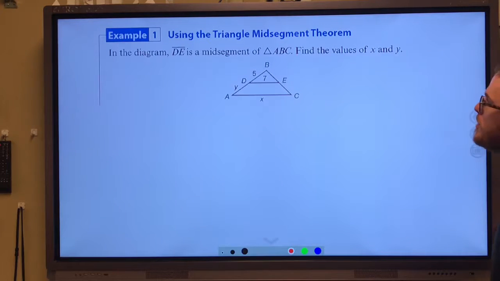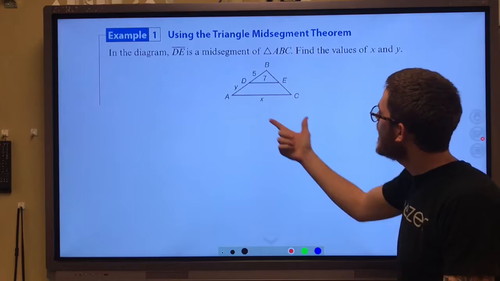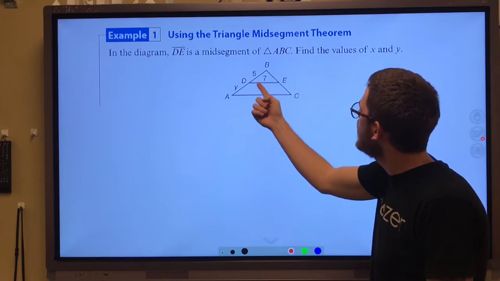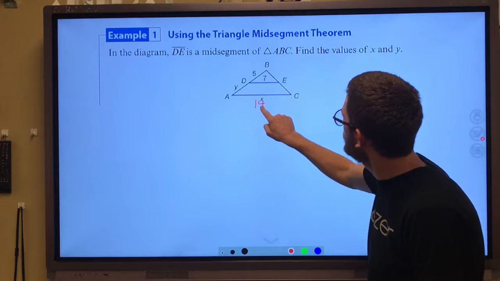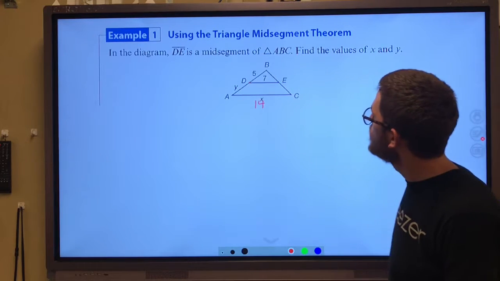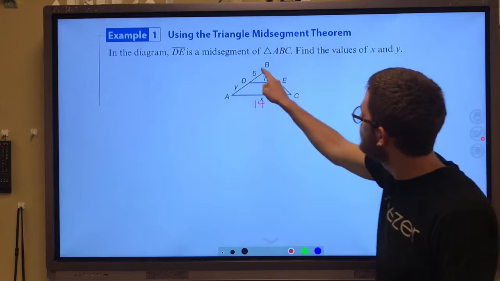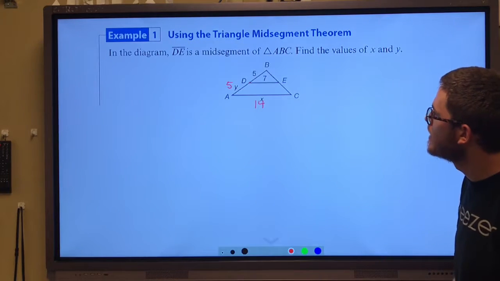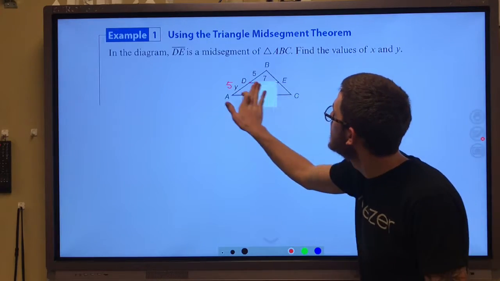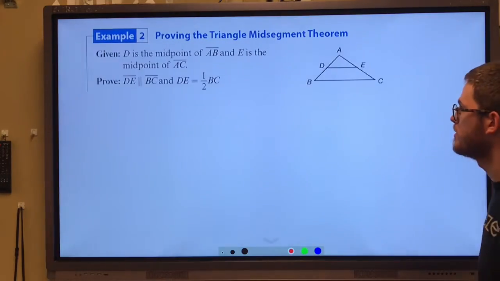All right, in the diagram, DE is a mid-segment of ABC. Find the values of X and Y. Well, we know that X, AC, is going to be double DE, so X would have to be 14. D would have to be a midpoint of that side, so 5 would have to be the same value as Y over here. And that is because DE was a mid-segment. It's created by the midpoints.